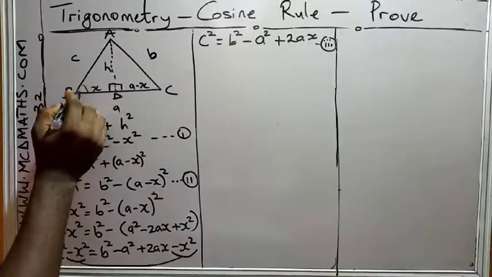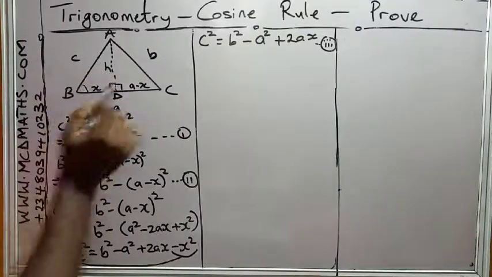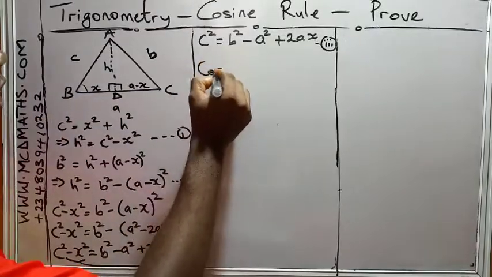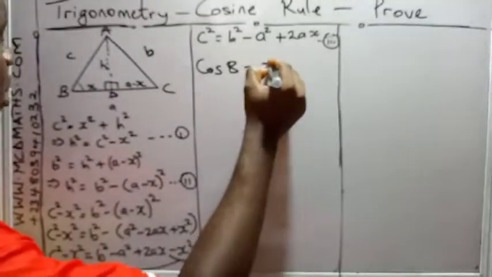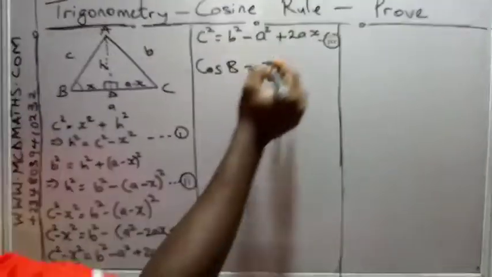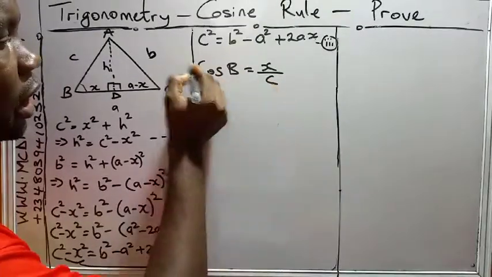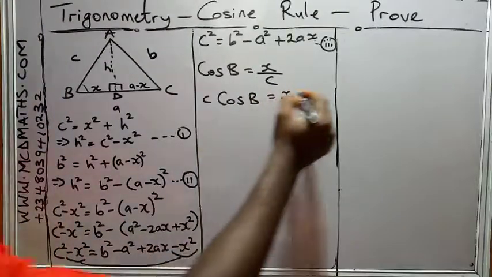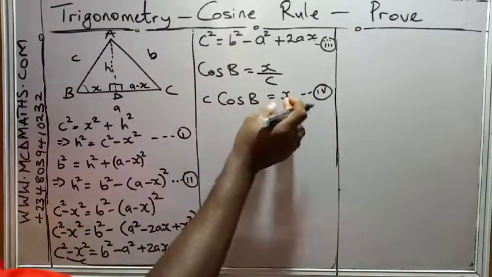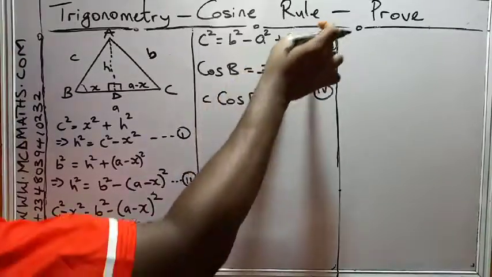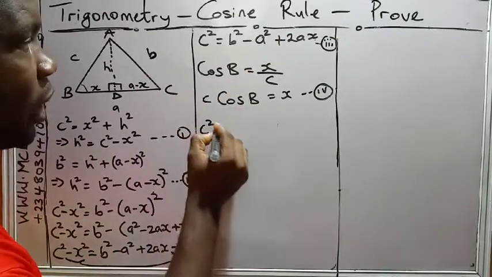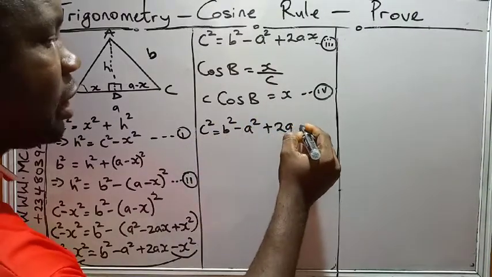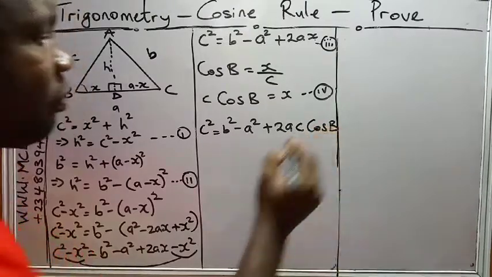Because sine will relate h and c. It is this x we're trying to eliminate, so we have to use cos. Cos B is equal to x over c. So x, if you arrange, c comes here, so you have c cos B will give you x. This is equation 4. So you can replace this x as c cos B in this. So you have c squared equals b squared minus a squared plus 2a, then c cos B.